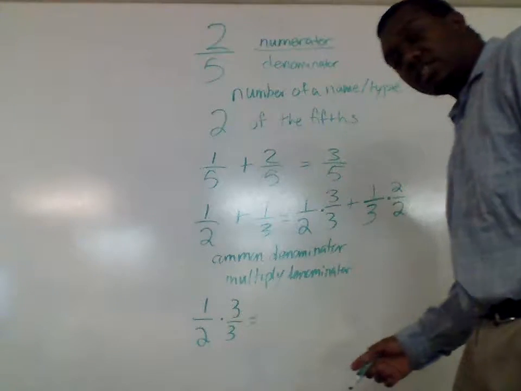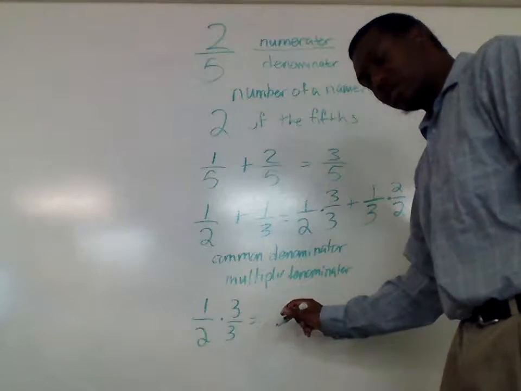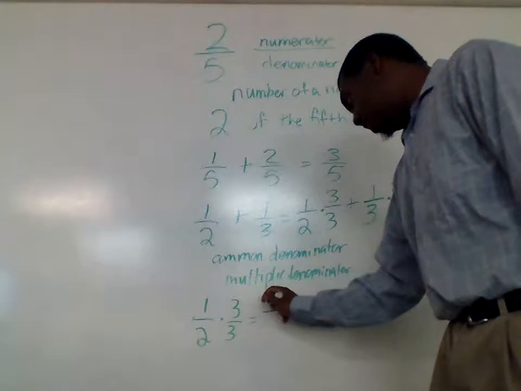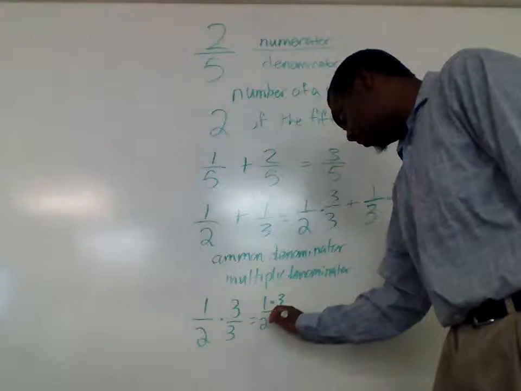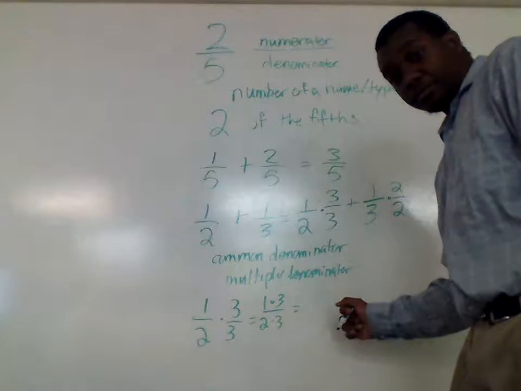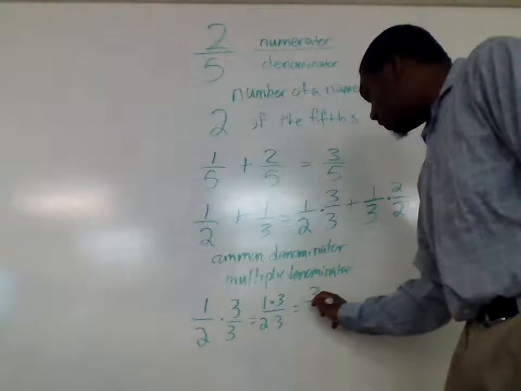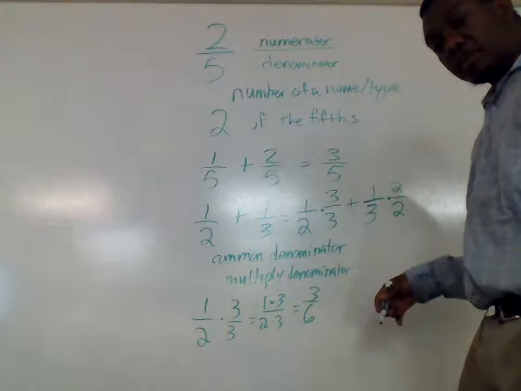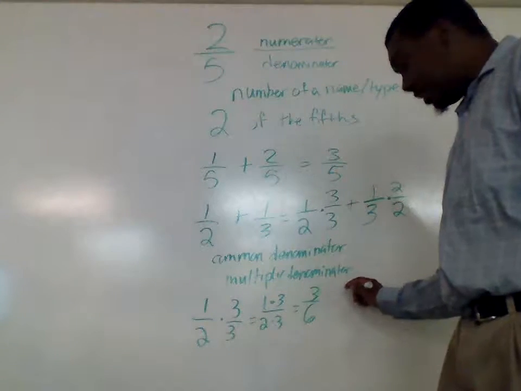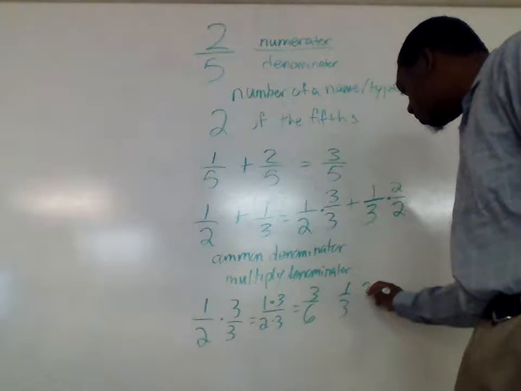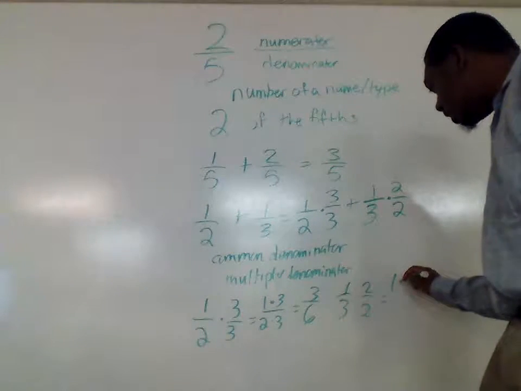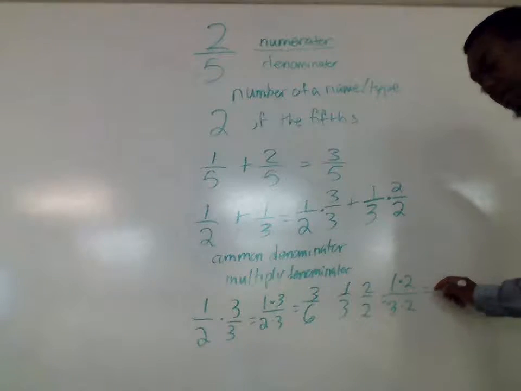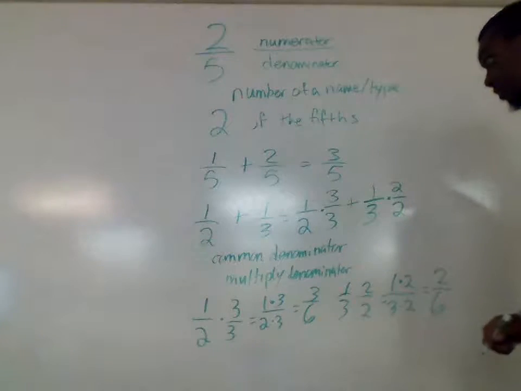Well, to multiply fractions, you multiply the numerator times the numerator and denominator times denominator, and that's it. So 1 times 3 and 2 times 3 in this example. So we will end up with 3/6. And for the other one, with 1/3 times 2/2, we can do that here. So 1/3 times 2/2 would just be 1 times 2 and 3 times 2. So we would end up having 2/6.